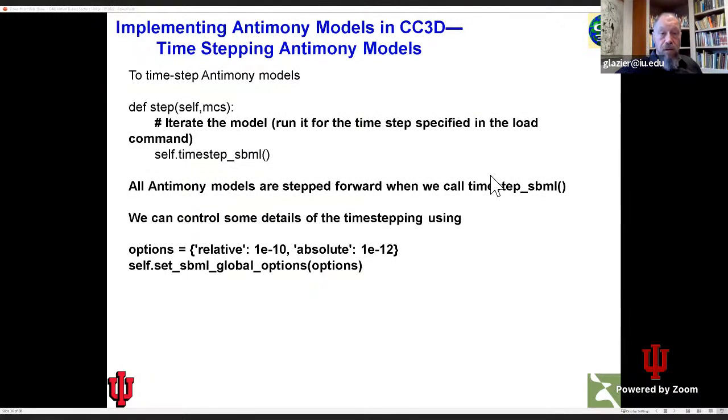Okay. Once I've loaded the models, I time step them. The reason that step size is important when I have multiple models is that CompuCell does not give you the option of time stepping parts of some of the SBML models and not others. There's a single time stepper that time steps everything together. That's simple, but it means that if there are different time scales, you have to keep track of them by hand. So self.timestep_sbml will time step everything one Monte Carlo step per time forward.